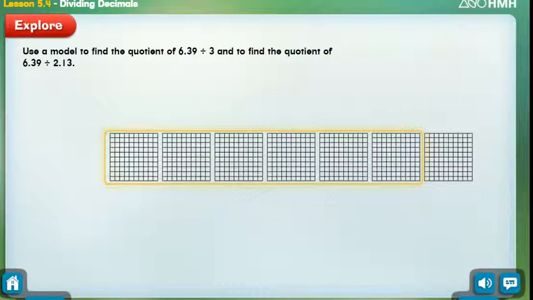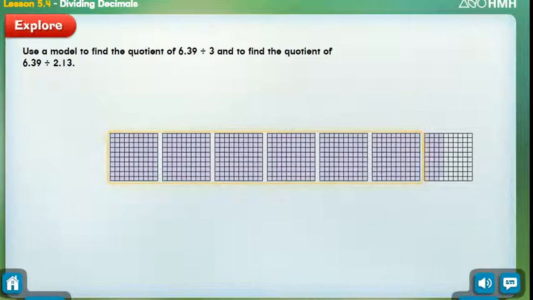To find 6 and 39 hundredths divided by 3 using decimal grids, first shade grids to show 6 and 39 hundredths. Let's start by shading 6 whole grids. Now let's shade 39 hundredths of another grid. Since each square of the grid is 1/100th, we can shade 39 squares. These grids show 6 and 39 hundredths shaded. To find the quotient of 6 and 39 hundredths and 3, we'll separate the shaded squares into 3 equal groups.